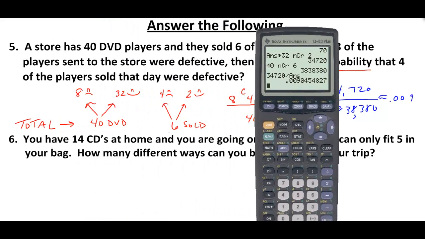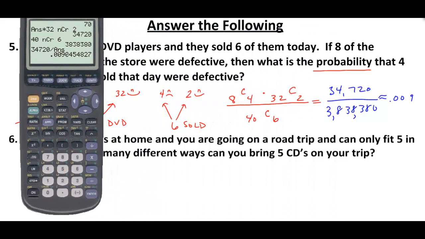It says you have 14 CDs at home and you're going on a road trip and you can only fit 5 in your backpack. How many different ways can you bring 5 CDs on your trip? Again, if I have 14 CDs and I choose 5 of them, I put those 5 back and I grab the same 5 in a different order, did it change anything? The answer is no, so that's why it's a combination problem. So I have 14 choose 5. I need to get faster at typing in. There are actually 2,002 different ways that I can do that.